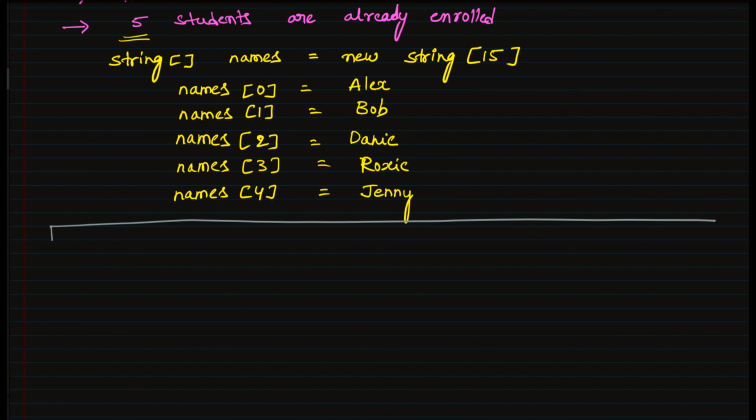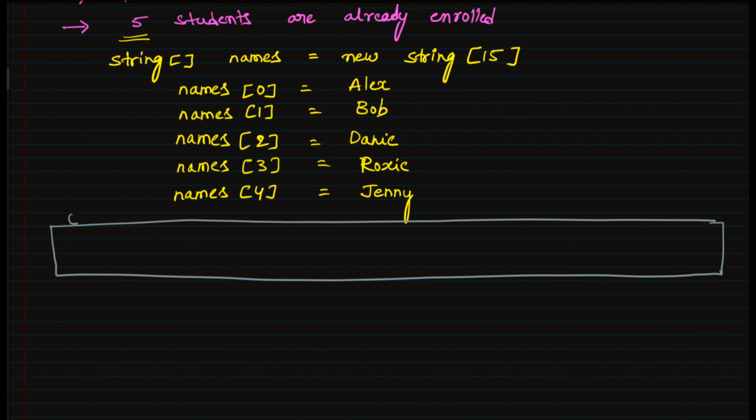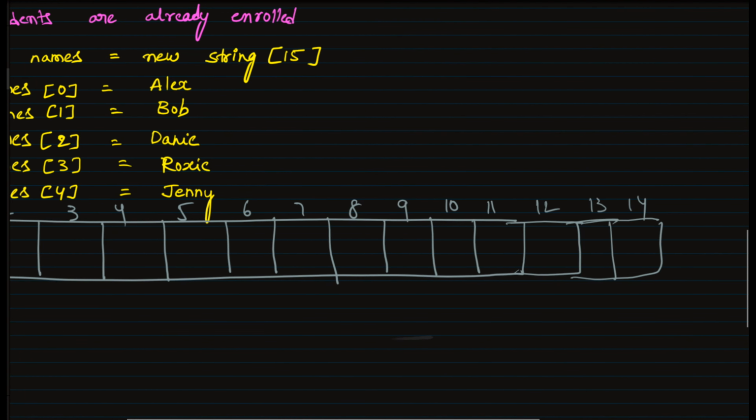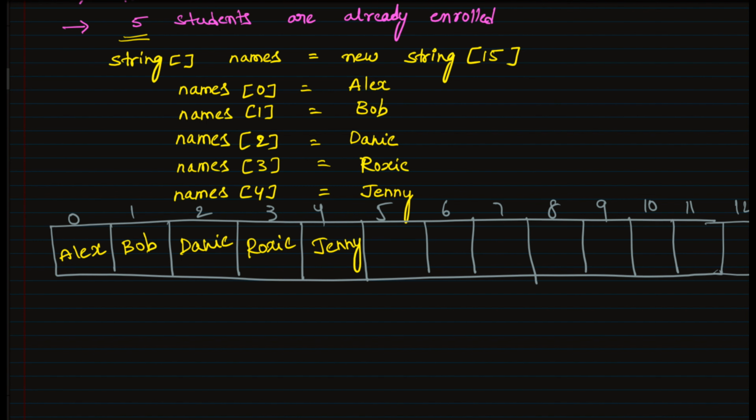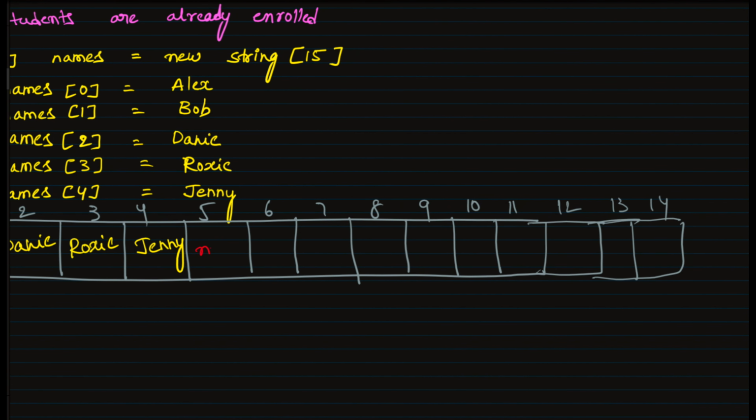We'll be having something like 0, 1, 2, 3, up to 15. So in this case, the values are like: index 0 is Alex, index 1 is Bob, then Danny, Roxy, Jenny. The remaining element values will be default values. First, the default value for string is null.